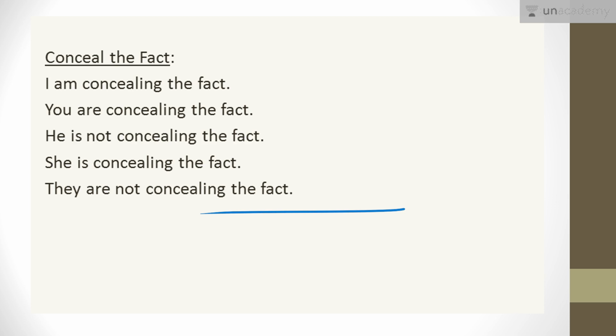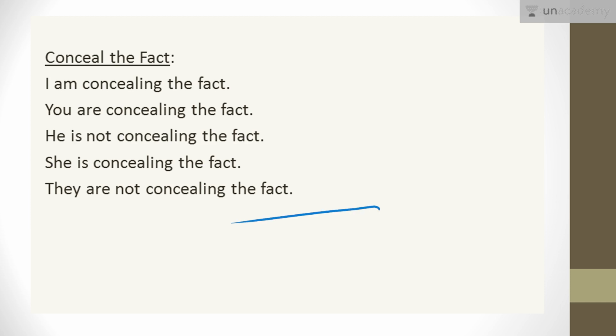First is positive, I am concealing the fact. The negative would be I am not concealing the fact. The second is you are concealing the fact. If I want to make negative for that, you are not concealing the fact. The third is he is not concealing the fact. Now if I just want to make the positive for it, he is concealing the fact. The next is she is concealing the fact. It is positive. Let's make negative. She is not concealing the fact. The last is they are not concealing the fact. If I want to make positive, they are concealing the fact.